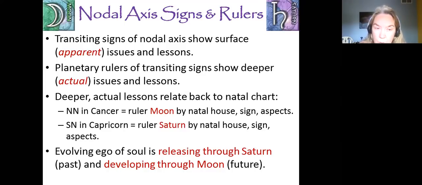So, in other words, with the transiting nodes in Cancer-Capricorn, the evolving ego of our soul, the nodal axis is the ego, South Node ego of the past, North Node ego we're striving to create. The evolving ego of our soul is releasing through Saturn and developing through the moon, wherever those are in our charts. And so, for example, Kim Marie.